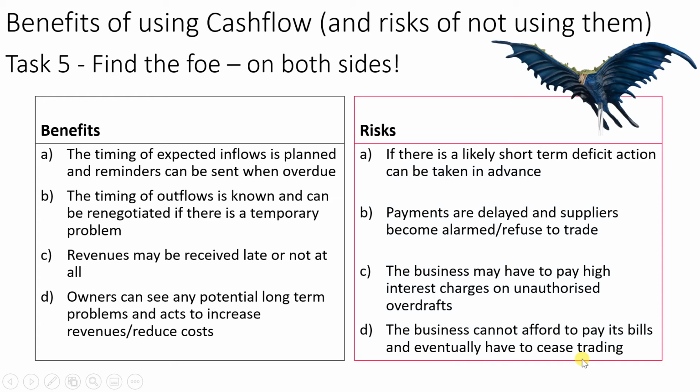Your task in these 4 statements on the right is to identify 3 risks, 3 things that could go wrong for a company, and one of them is the foe, one of them is the wrong one, one of them is actually a benefit. And all you need to do is highlight or underline it.